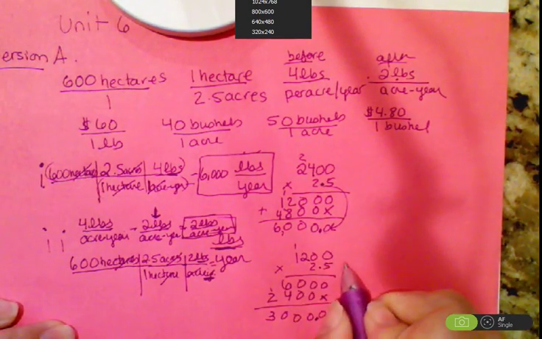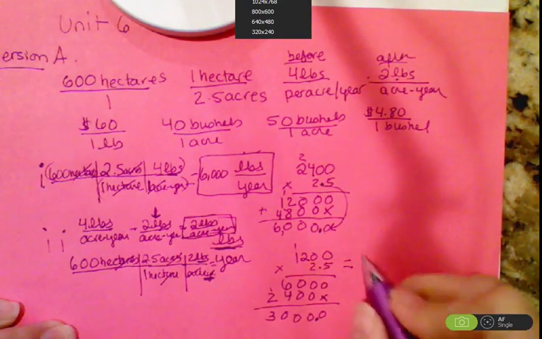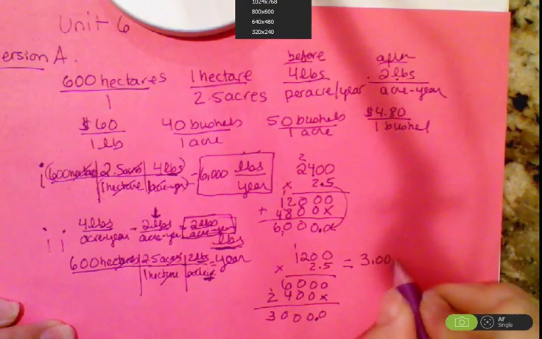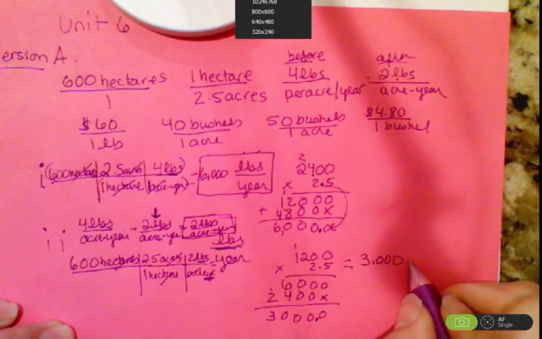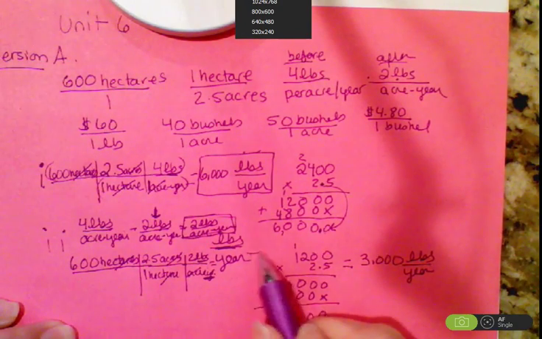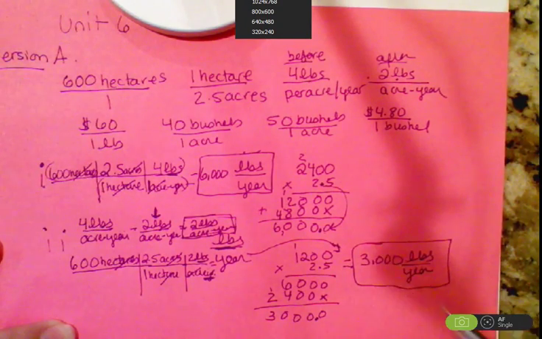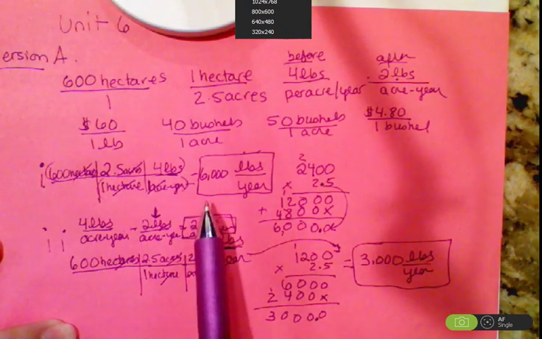Let's see, what's the prettiest way? I'll go over here. And because I didn't leave enough room, it's 3,000 pounds per year. Really, this is just me carrying it over to here because I ran out of space. I'm going to circle it. Yay!